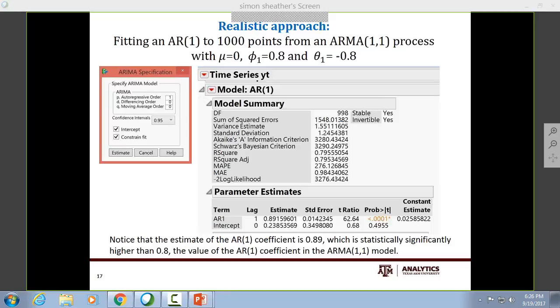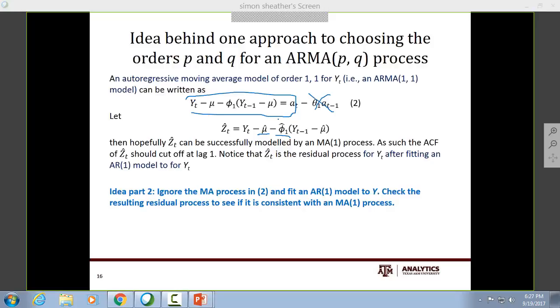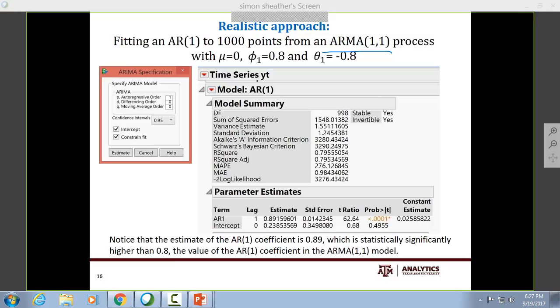So, I'm going to fit an AR1 model to the ARMA(1,1) model. That's saying I'm just going to ignore this term that I crossed out and assume this is really AR1. Now, have a look at the AR1 coefficient here. It should be about 0.8. It's 0.89 with a standard error of 0.01.